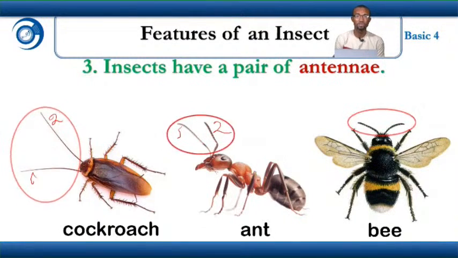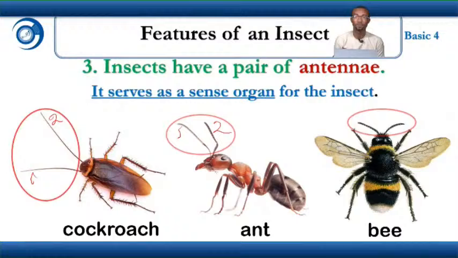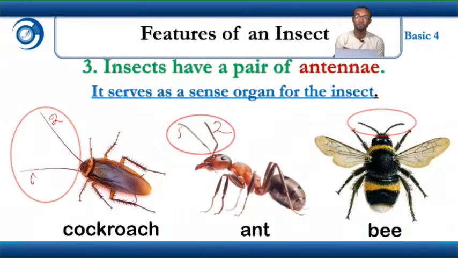And what is the use of this antenna? It serves as a sense organ for the insect. If you look at human beings, we have 5 sense organs that help us to interact with our environment. And insects also have this antenna. Some use it to detect movement. Some use it to hear sounds. So the antenna serves as the sense organ for this animal.